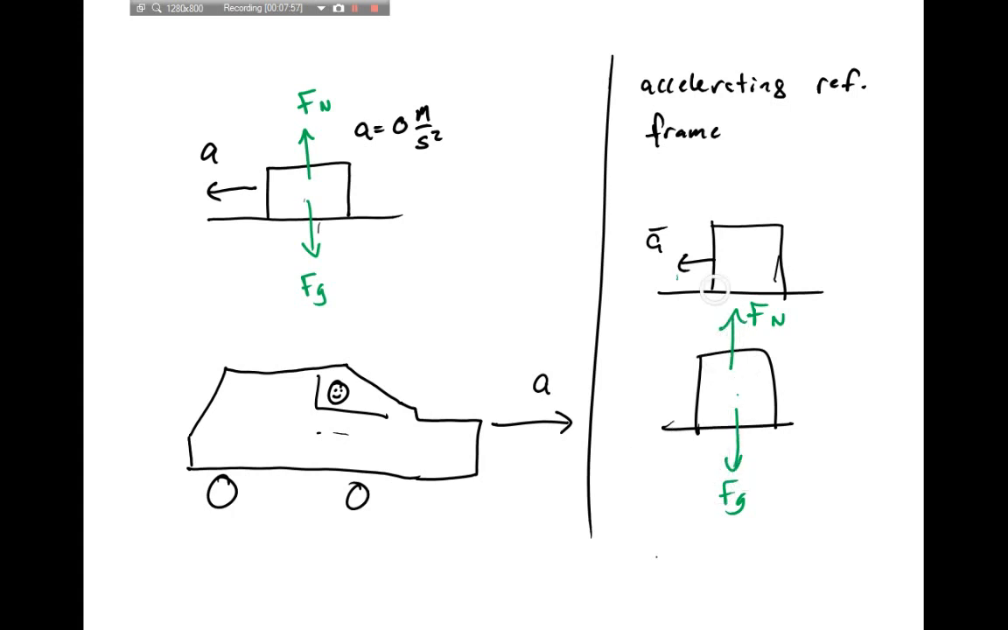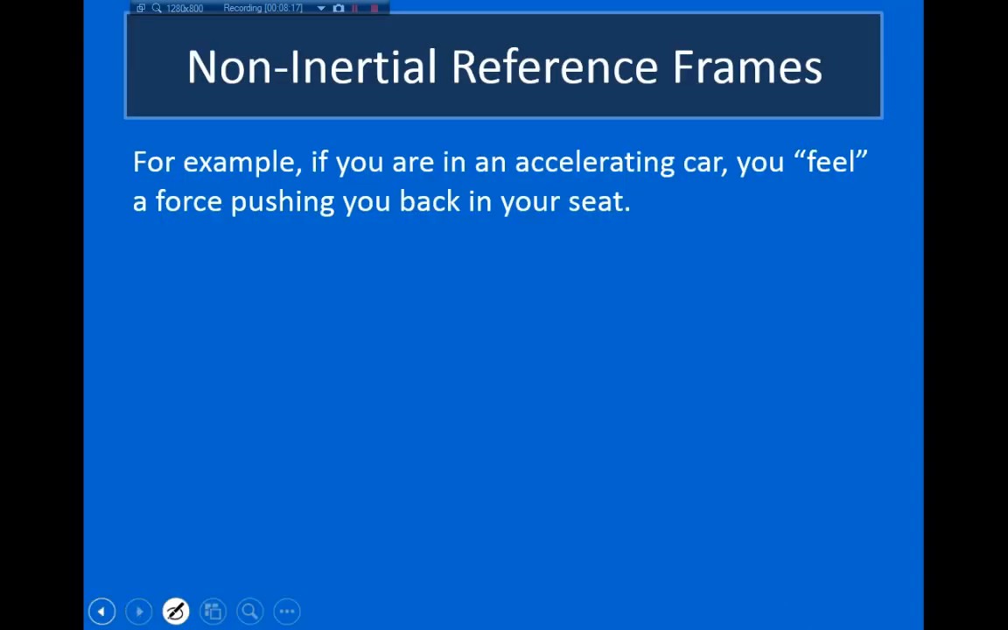So Newton's laws don't apply in an accelerating reference frame. We can immediately see why, right? If I'm in a reference frame that's accelerating, then this box that's at rest looks like it's accelerating too, but the net force acting on it is 0. So Newton's laws just completely break once we're in a non-inertial reference frame.